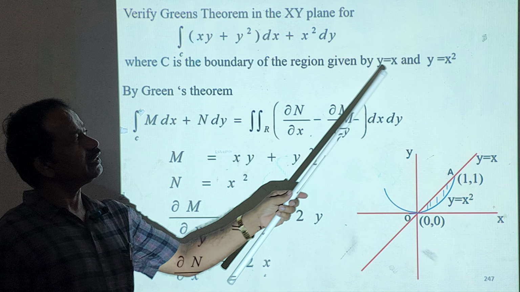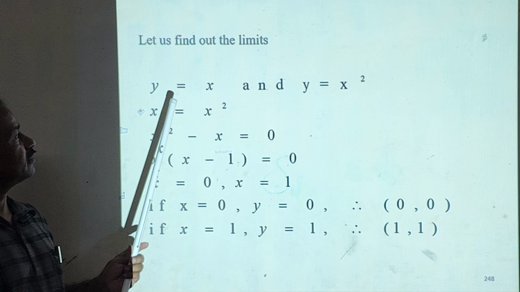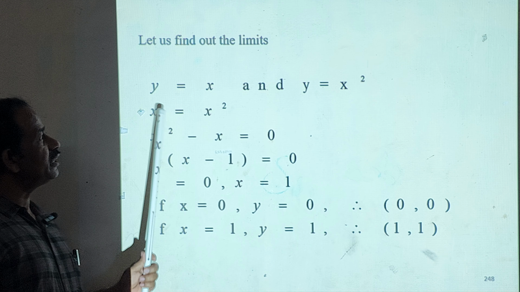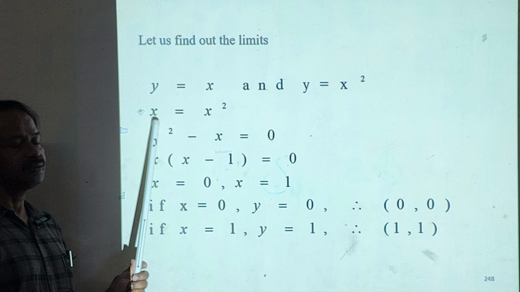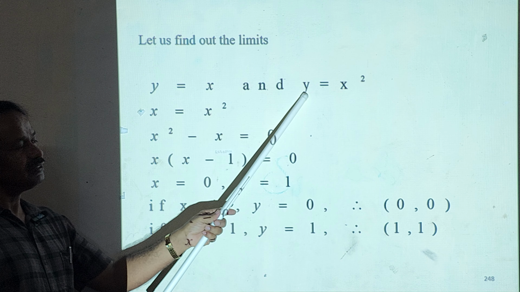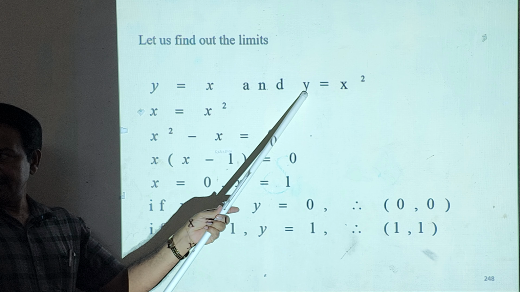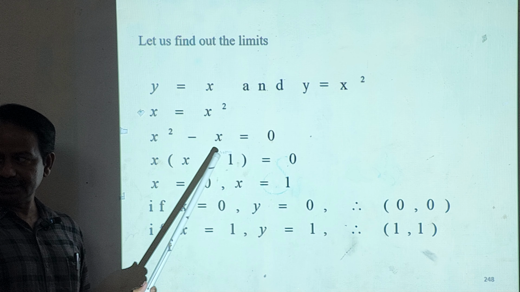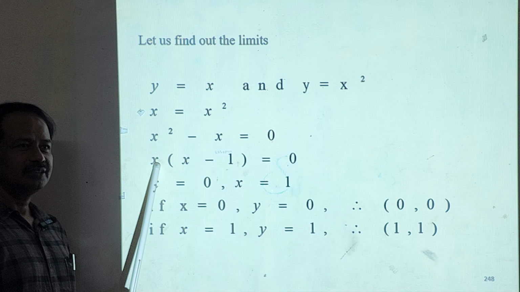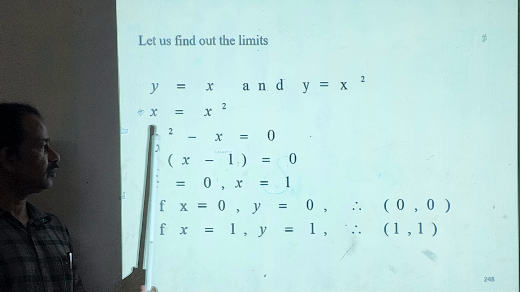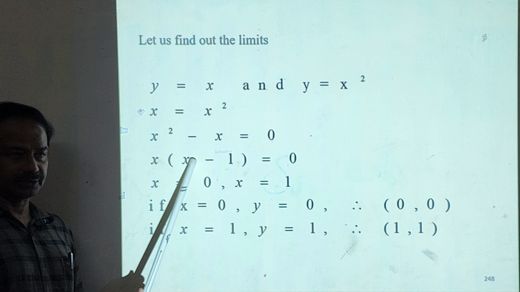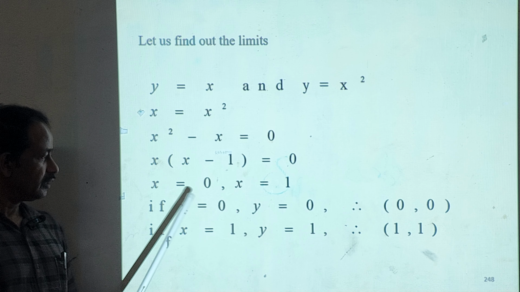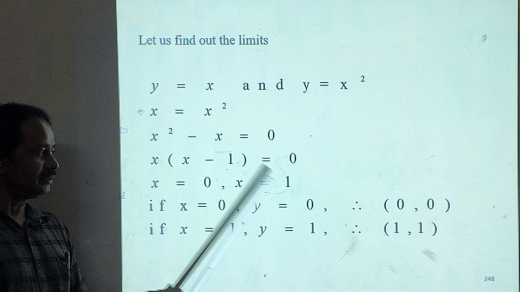So it's given as y = x and y = x². If y = x, substitute that in y = x², and it will give you x = x². Simple one. So instead of y, you substitute x here. Bring this term to that side, so we have x² − x = 0. Pull x out, so x(x − 1) = 0. Either x = 0 or x − 1 = 0, which will give you x = 1. So we have two limits for x, 0 and 1.